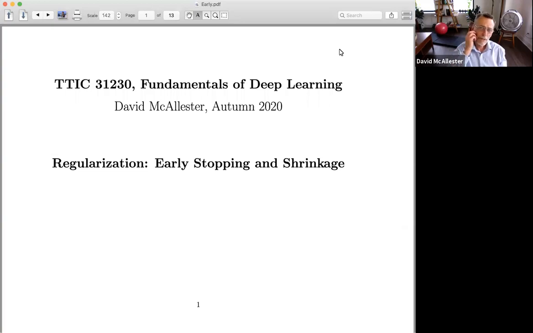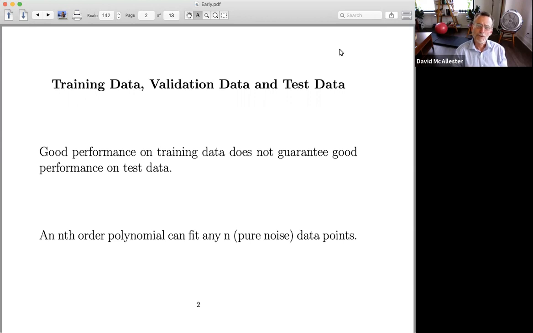Hello, this is the first unit on regularization and generalization. Everything in this unit is going to be stuff that was well understood 30 years ago or much earlier. So in some sense, this is review of material that is in a basic machine learning class. The first thing we're going to do is talk about training data, validation data, and test data.